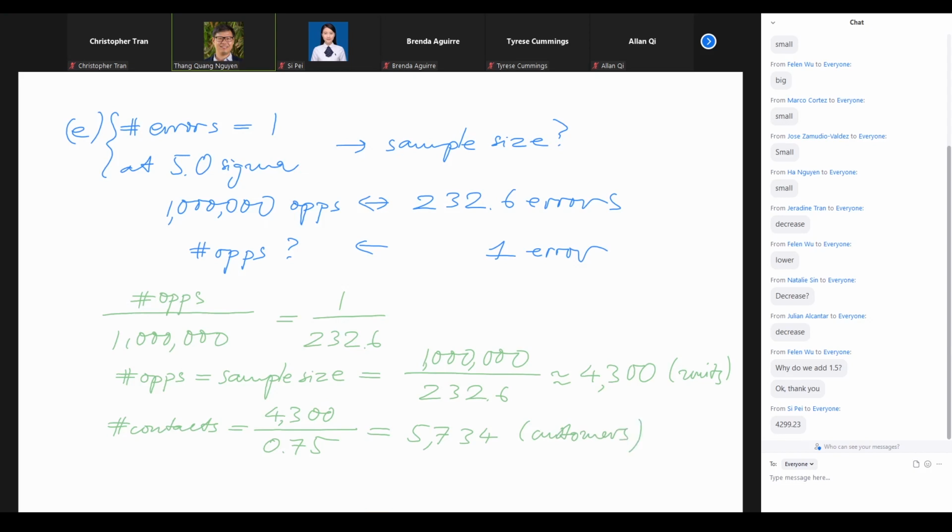All right, so we need to contact 5,734 customers. 75% of them will answer you. So eventually we have a sample of 4,300 data points. And with that sample of 4,300 units, on average, we're going to see one error coming out of it. We are operating at the 5.0 sigma level, right? That's the calculation in part E. And with that, we are done with the homework question.